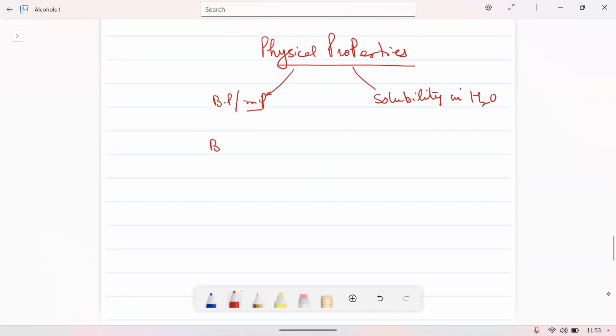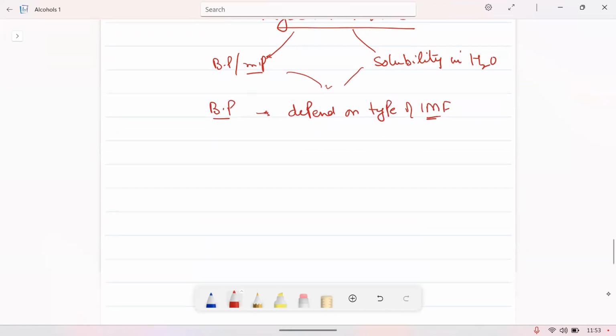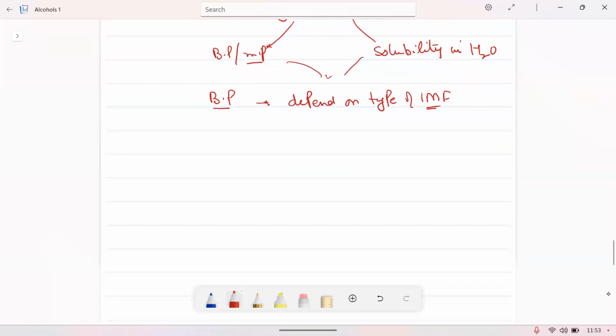Now, when you talk about the boiling points, they depend on the type of intermolecular force. So we need to understand what type of intermolecular forces are present in alcohols. So let's focus on the boiling point first. Let's say I have a CH3OH, or let me compare it first of all with, that will give us an idea of the type of, let us say I have alkane, I have alcohol, I have carboxylic acid.